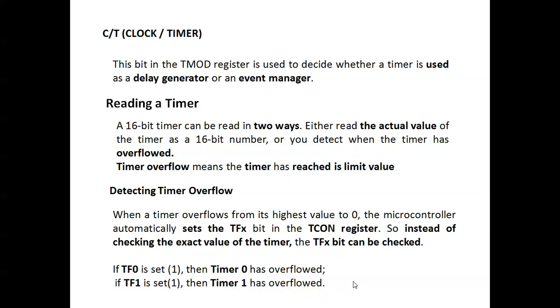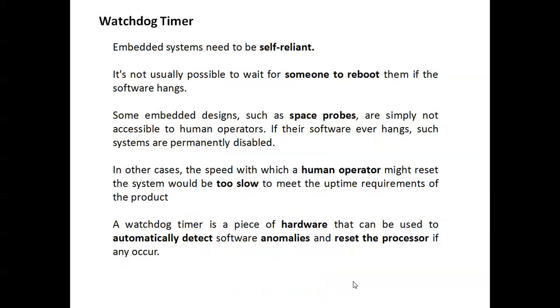So, clock and timer, we know what they are. Now reading the timer. There are 16-bit registers, and two ways to read: the actual value and the overflow. Timer overflow means the timer has reached its limit value. In the TCON register, if TF0 is set to 1, timer 0 has overflowed. If TF1 is set to 1, timer 1 has overflowed.